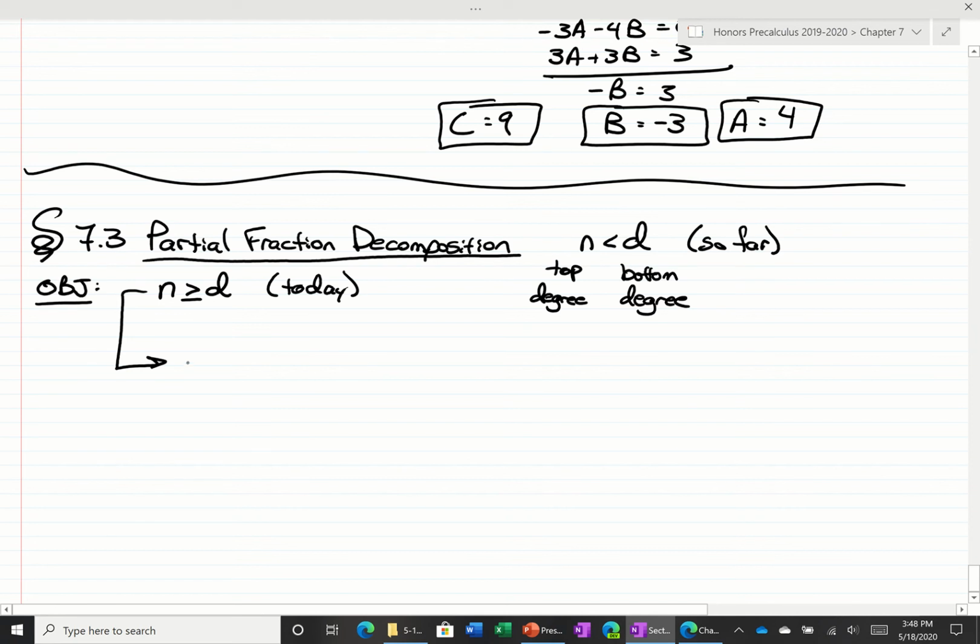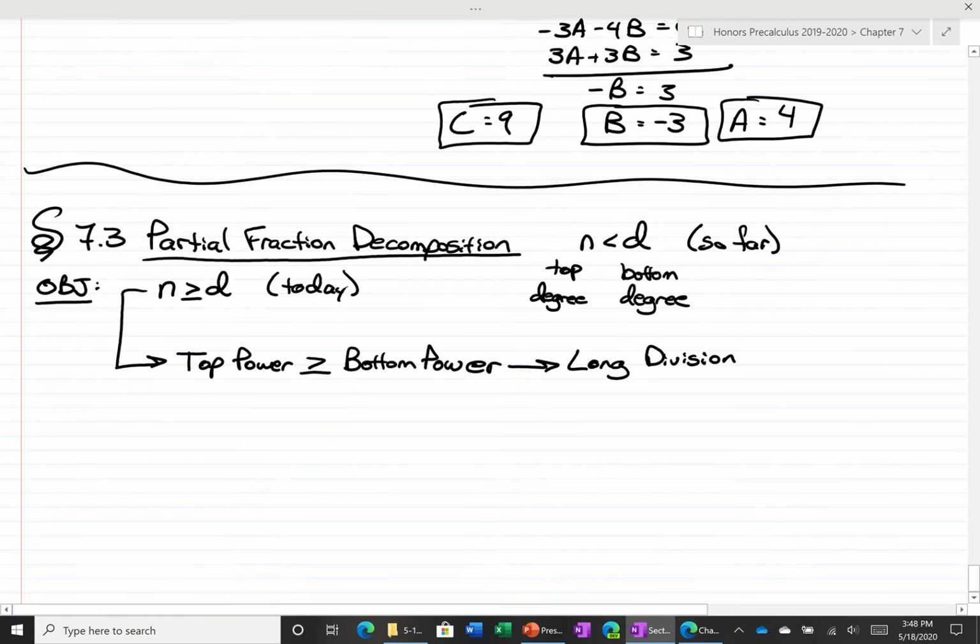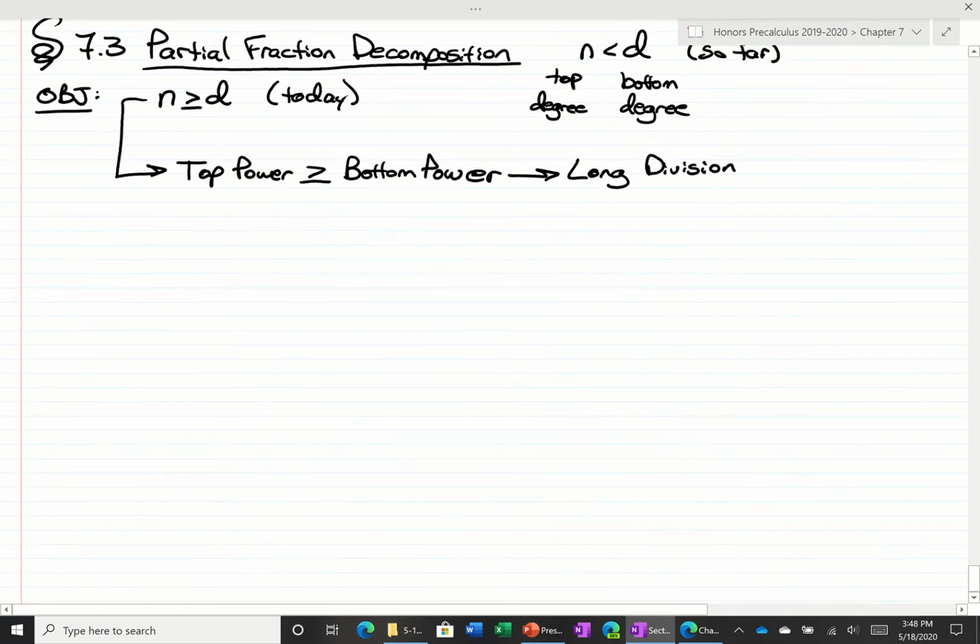All right, so what we're going to have to do is, if the top power is greater than or equal to the bottom power, we do long division. And then the remainder we actually do the partial fraction decomposition on. So I only have a couple examples today. Let me show you what this looks like.